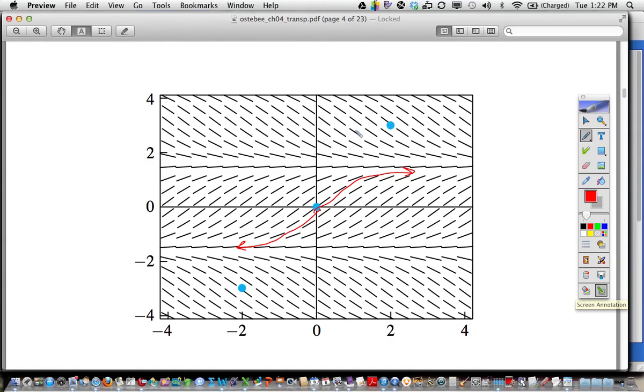Now, if you were doing this initial condition up here, it would just be a matter of kind of coming down and leveling, and then it looks like it's going to kind of level again, but you can't really tell, so you just stop right there. Okay? And then likewise with this one. So that's what those blue dots are in there for.